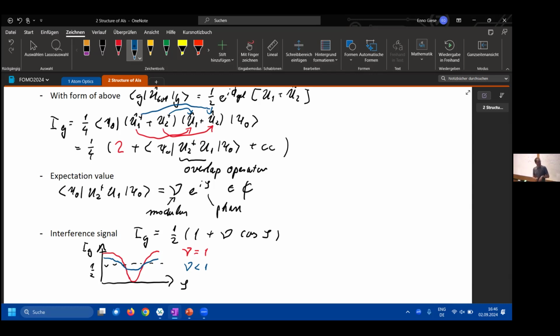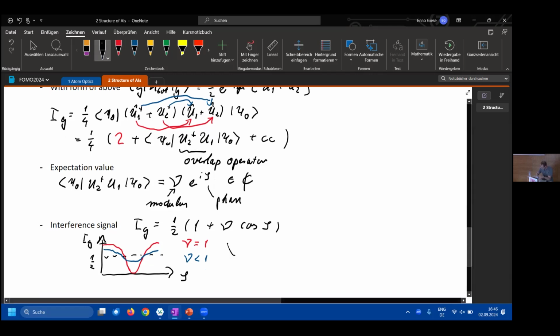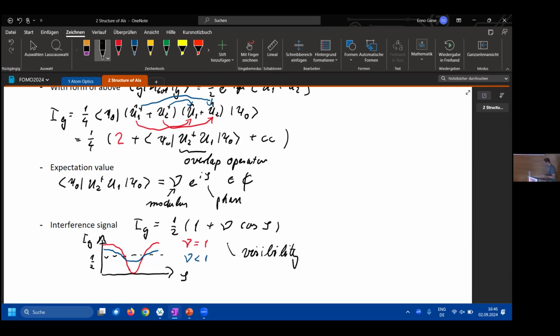What does the modulus describe now? It is the visibility of your signal, the contrast. The modulus of this operator is the contrast of your signal, or visibility, I'm always bad at this, but I will call this visibility. So in principle, there is no background and so on. Everything is idealized to some degree, but not that badly idealized.